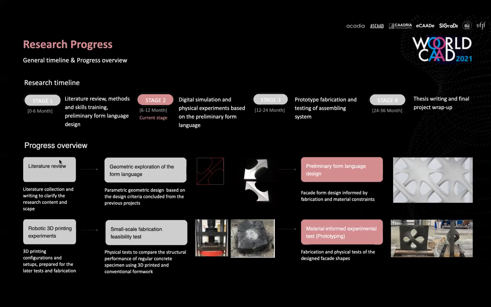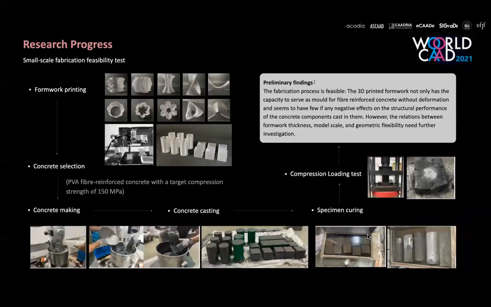The current progress include the literature review, printing experiments, and basic geometric exploration was further developed into a parametric form language design. Also, the small-scale fabrication feasibility test was conducted to study the function of 3D printed formwork. The prototyping process is now at the initial stage.